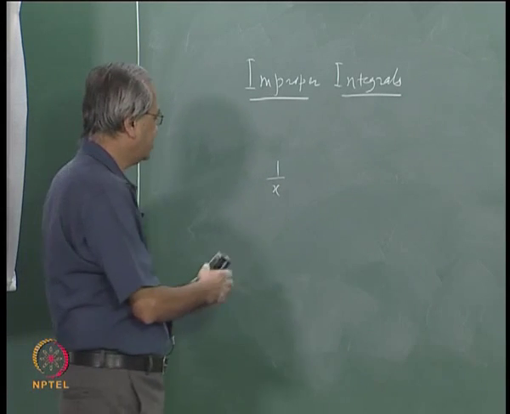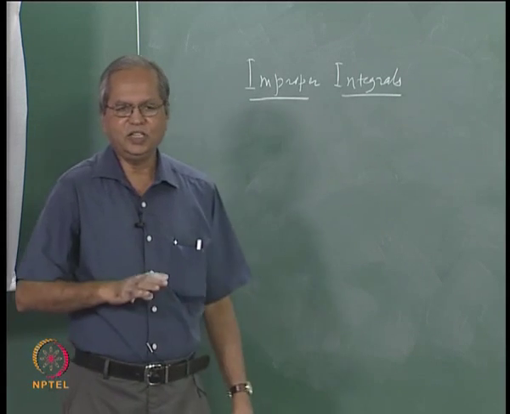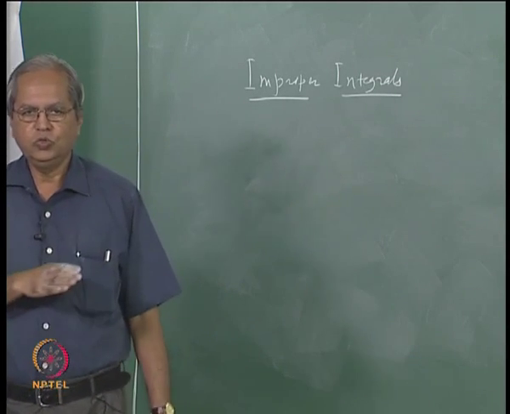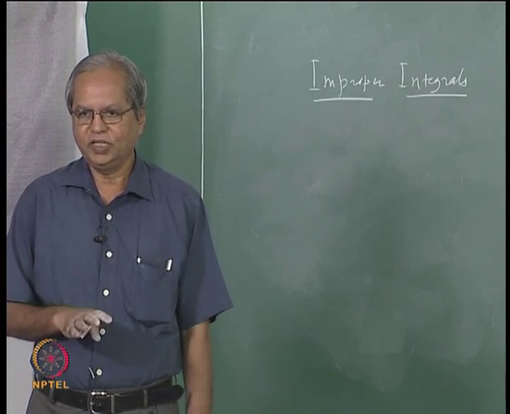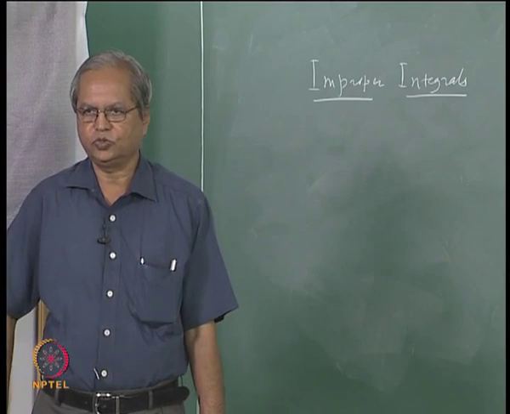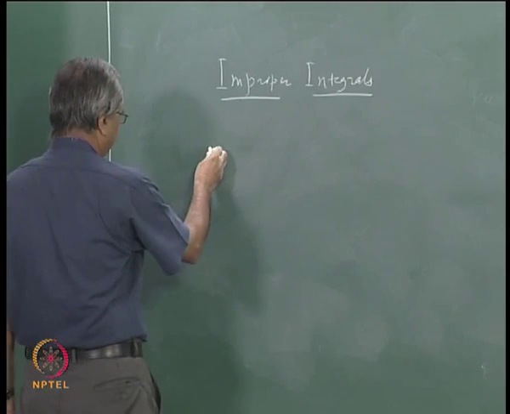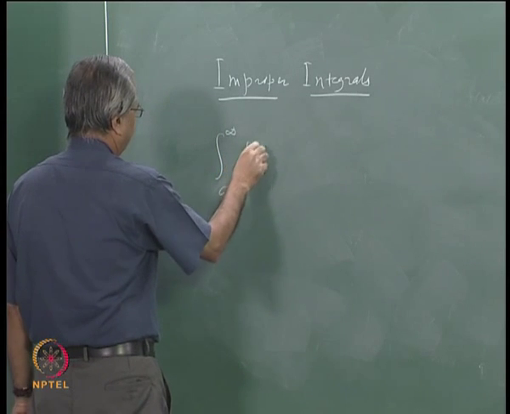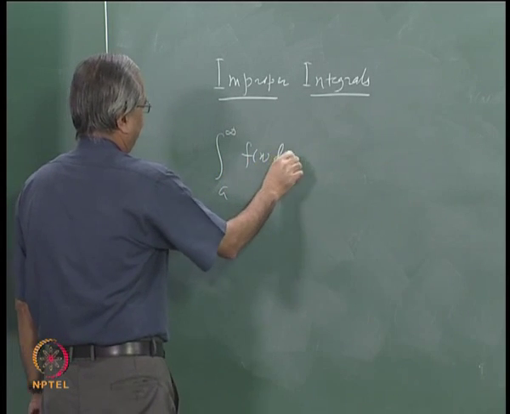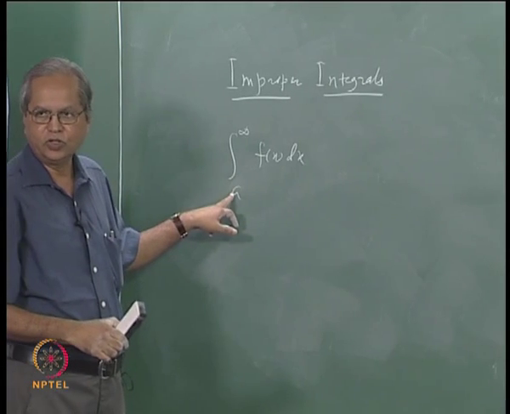And how those improper integrals are dealt with: basically we convert them into a series of proper integrals, that is the whole idea. Whatever be the case, we convert them into a series of proper integrals. So for example, let us take this case. Symbolically it is written like this: integral a to infinity f(x) dx. From the theory that we have done so far this is meaningless, because we have not defined what is meant by this.